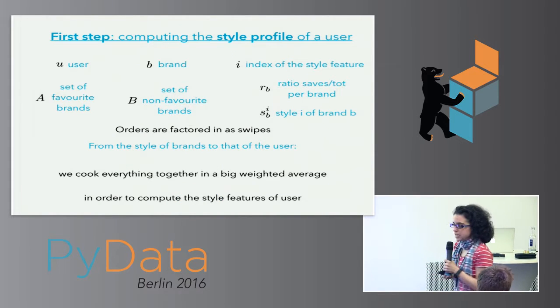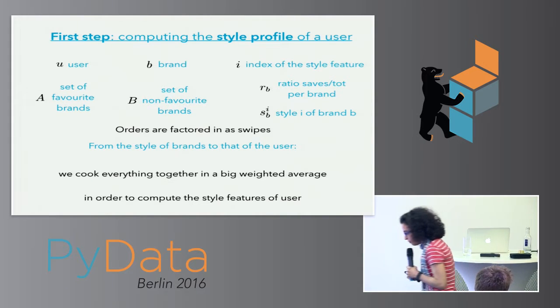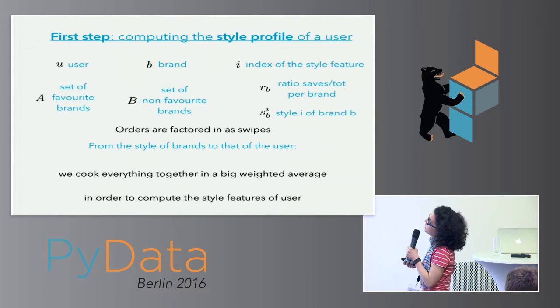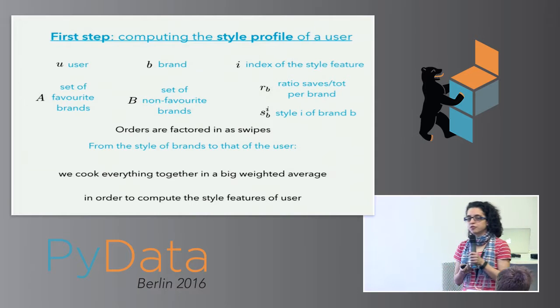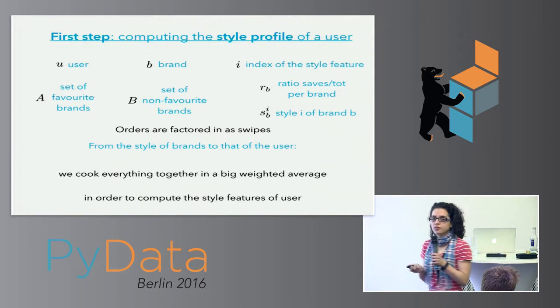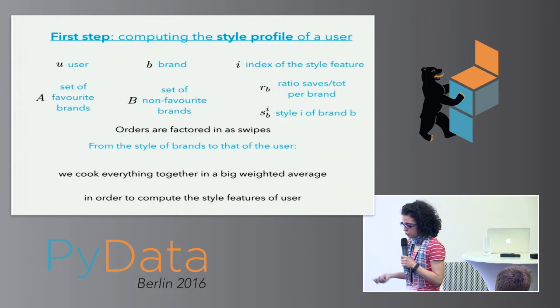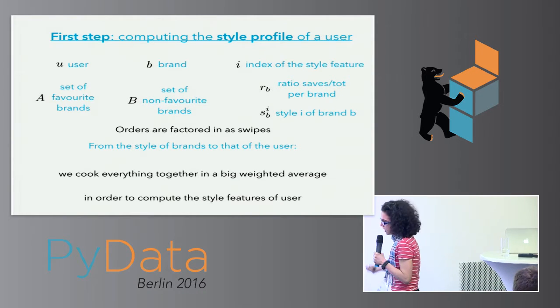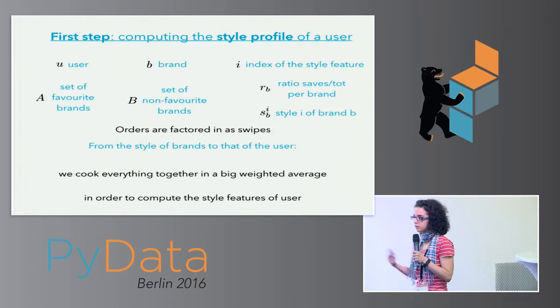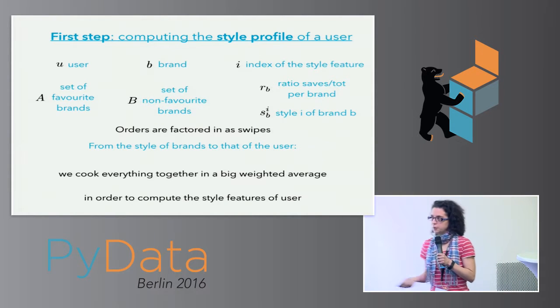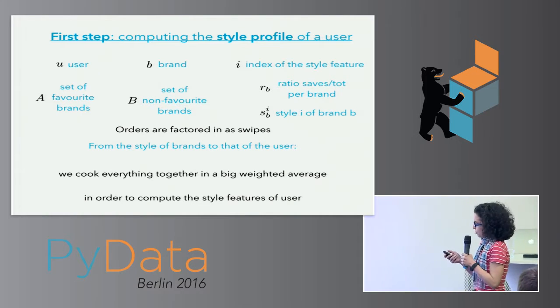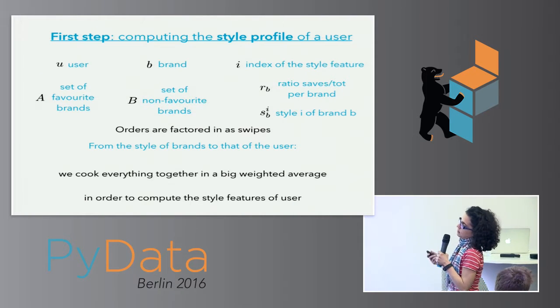How do we use all this stuff? So the first step would be going from the style profile of a brand to the style profile of a user in such a way that I can say, for each of the users we have, how active, how basic, how trendy they are, and this will furnish our first feature. How do we do this? Let us call U the user, B the brand, and I the index on the style feature, so from 0 to 13 across the 14 styles.